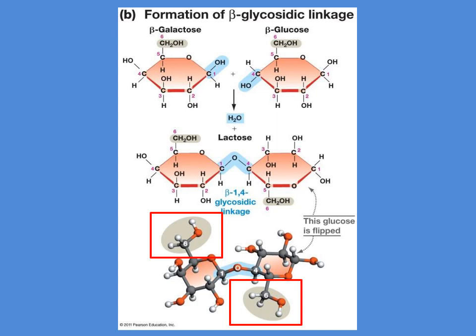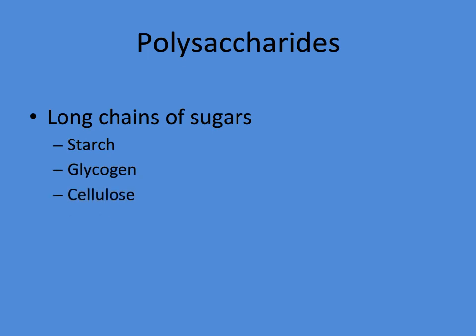Now, do we have to stop at 2 monosaccharides? No. In fact, very long chains of monosaccharides can form to produce polysaccharides. These chains may have hundreds or thousands of monomers. Common polysaccharides include starch, glycogen, cellulose, chitin, and peptidoglycan. Let's look at each of these in more detail.